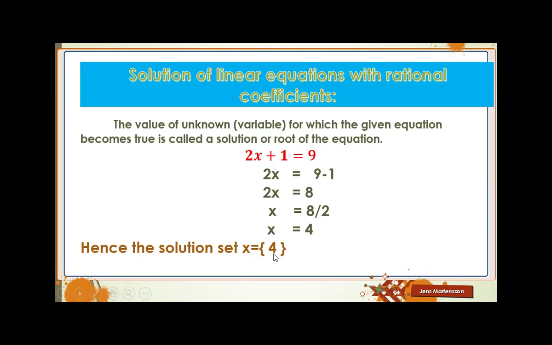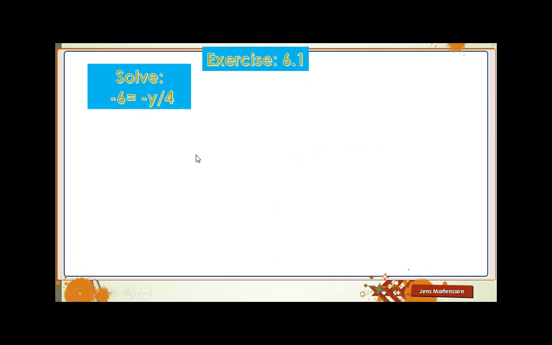Is it clear? Okay. Moving on to the next question. Now what we want over here is to solve. Again, we have a linear equation, students. You can see that there is no exponent on y. That means it is 1, so it's a linear equation.